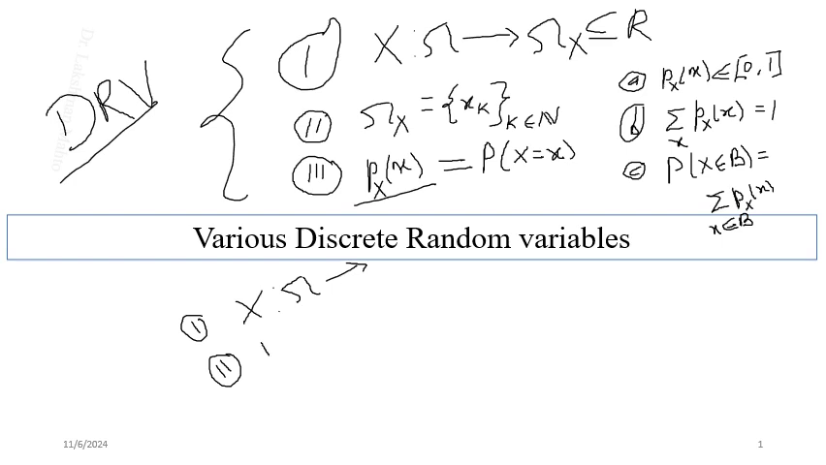Capital P is the probability measure. What is the domain of capital P? Sigma algebra of omega. That means the collection of all possible events. I am not talking about the collection of all possible subsets. I am saying the collection of all possible events. So P is a map from sigma algebra to the closed interval [0, 1], you can say that, but I am not interested in that part.